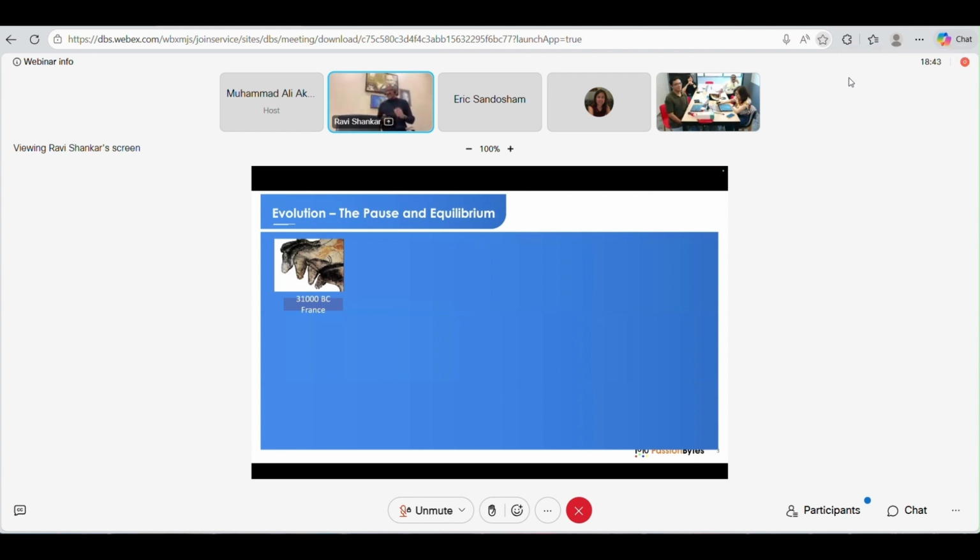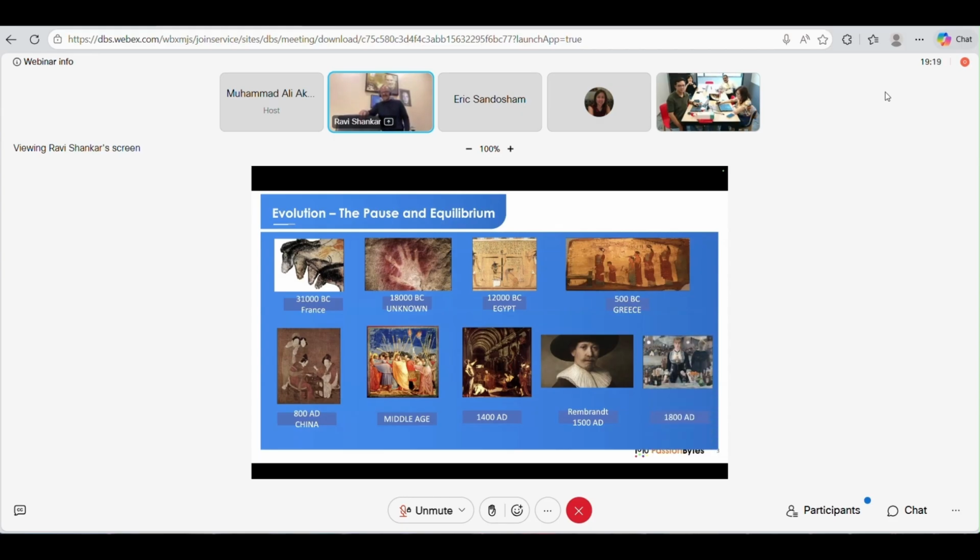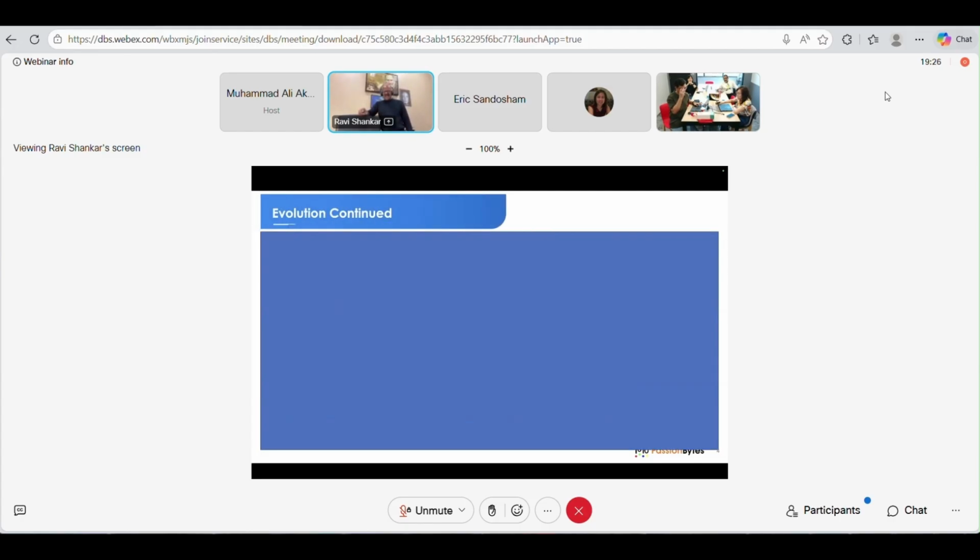And this is the first artistic imprint that is being recorded in history. 31,000 BC, in France. After so many years, you will see that the next human imprint came in 18,000 BC, and we don't know where it is. And then it has gone through so many cycles, color pictures, until Rembrandt came into the picture in 1500 AD, who started creating images artificially. And if you look at the next slide, this is Rembrandt himself, who created his duplicate image using technology.